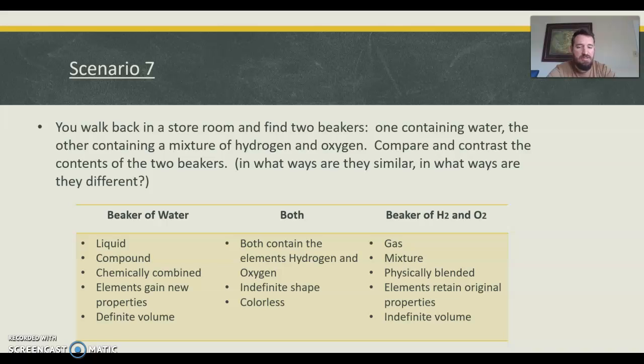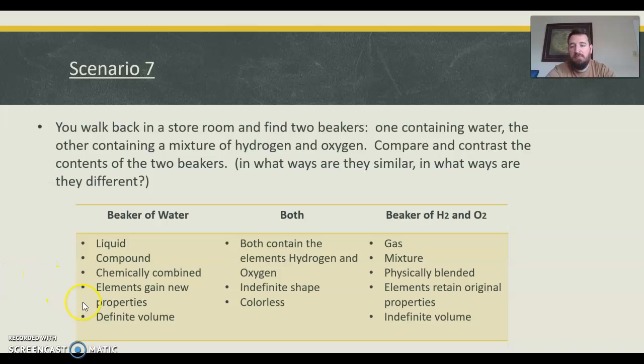Both beakers, and this is an obvious one, both beakers contain the elements hydrogen and oxygen, just in different forms. The beaker of water is a compound, while the beaker of the hydrogen and oxygen is a mixture. Because water is a compound, it is chemically combined, and the elements hydrogen and oxygen have gained new properties when they formed water. While the beaker of hydrogen and oxygen was just physically blended together, and the elements retain their own properties.